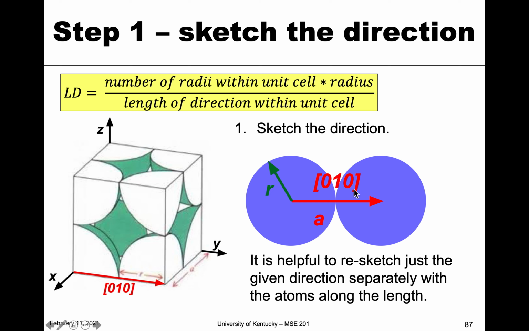So basically I have two large atoms. This is the corner that you see here, and then the corner over here is here. So that's what I see, right? So I sketched the direction. I showed that this is length A, this is R, the radius, and so that's the first step.